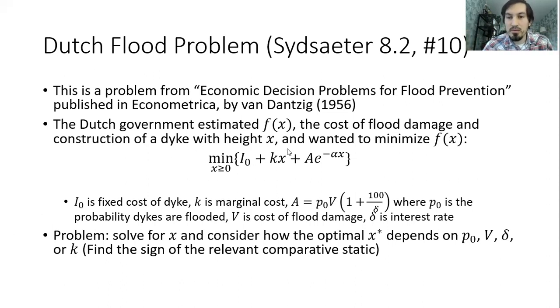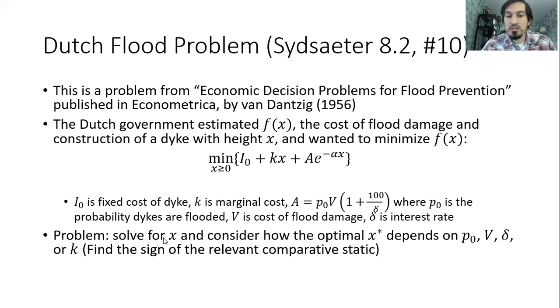Okay, like when you see this problem, the Dutch government estimated f of x, the cost of flood damage and construction of a dike. The Netherlands is very low, and if the water level comes in, it'll stay there. It doesn't even rush to the ocean because a lot of it is below sea level. So these dikes are very important. But the higher you build a dike, the more expensive it is. And so this was an equation actually estimated by the government of the Netherlands to estimate the cost of flood damage. And of course, they wanted to minimize it. Here's an example of something you want to minimize. You want to minimize costs.